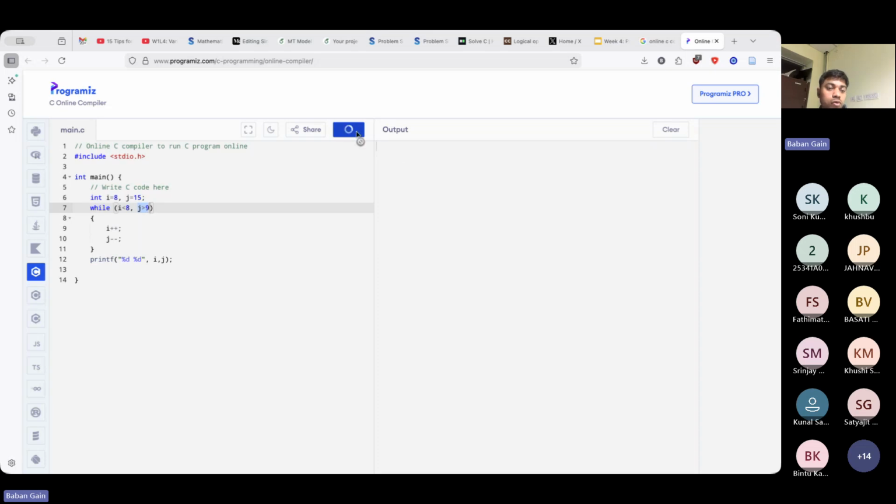So if you run the code, see, I am saying int I equal to 8, and here I am saying I less than 8, right? So this should not get executed, if you consider both, right? But you can see that it is getting executed, and I plus plus, j minus minus, everything is getting executed. So this is the point: if there is a comma, then only the last value, this one, will be considered in the while loop.